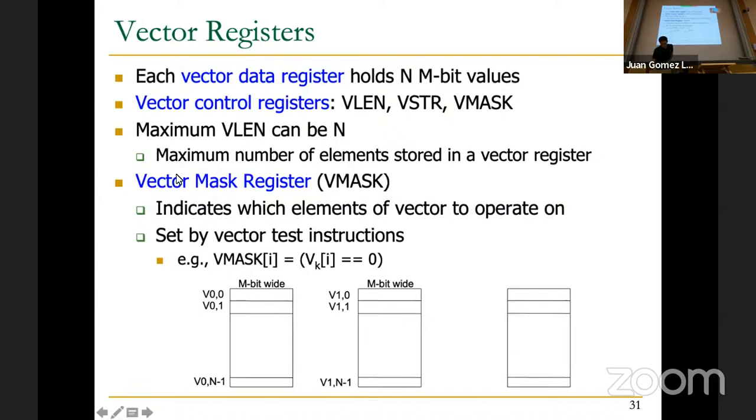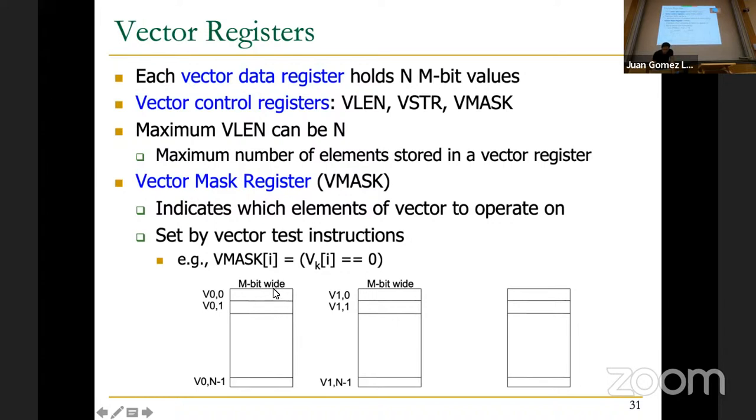And there is one more, the vector mask register. This vector mask register is going to be useful whenever we need to perform some sort of conditional execution. Imagine, for example, an if-else statement. I want part of the vector to execute the if statement, the other part to execute the else statement. In order to do so, I'm going to use this mask. The mask is essentially a bitmap, and I will have a zero or a one, depending on whether I'm going to operate at a certain time on the elements of the vector arrays.